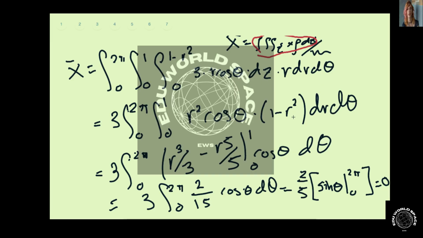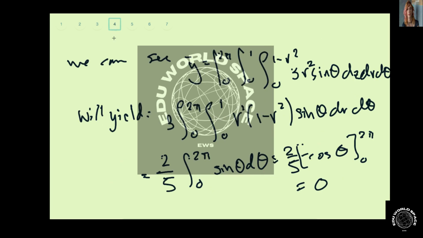We've done this in polar coordinates, so we integrate with respect to z first. We see there's no dependence on z, so we get that. However, there is a dependence on theta, so we can't do this theta integral right away. So then we integrate with respect to r. We get 12 over 15, bring that 12 over 15 out, and then integrate with respect to theta, and we get 0.